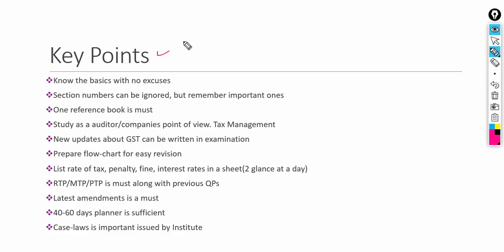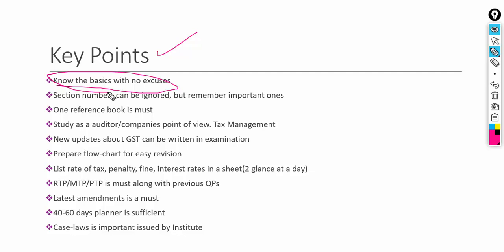The key important point for this indirect taxation is: know the basics, without excuse. You should not tell me, Satish sir, I don't know what is GST, I don't know when a person should be eligible to register under the GST era, I don't know what is the exemption criteria for GST. I seriously don't know how to file a return, what returns are applicable in the GST era. No, that is not expected from you guys. We should know the GST basics.